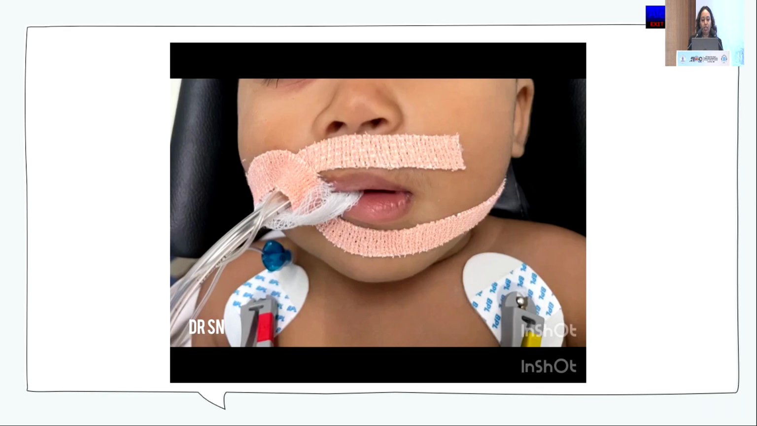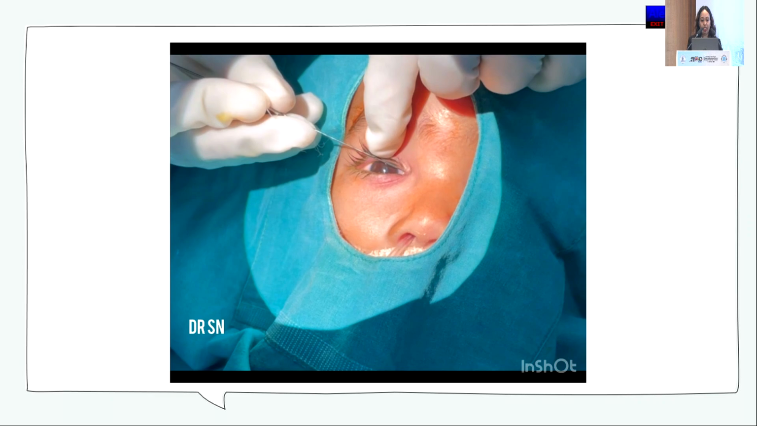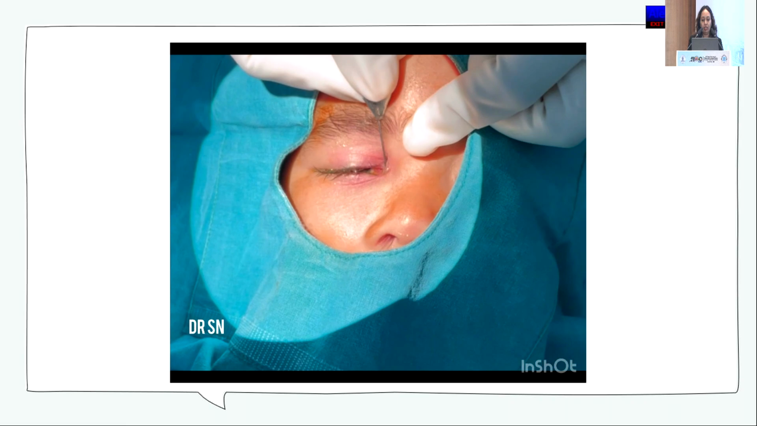So under general anesthesia, the punctum is dilated and syringing is done. You can see the regurgitation there. An adequately sized probe is taken, first vertically, then horizontally, and again vertically. Now the probe is in the NLD, and you can see the passing of the obstruction. And once we get the opening, we can dilate the opening.